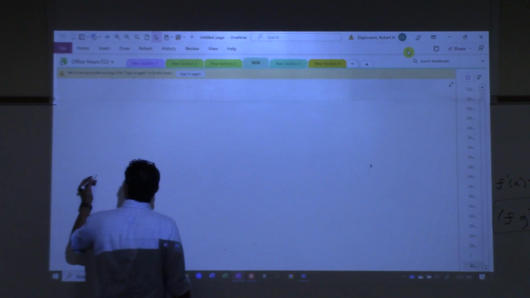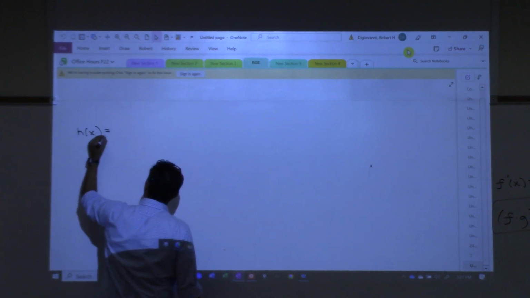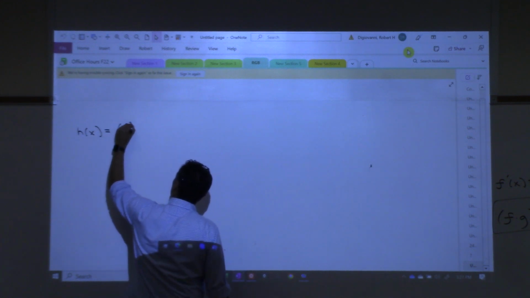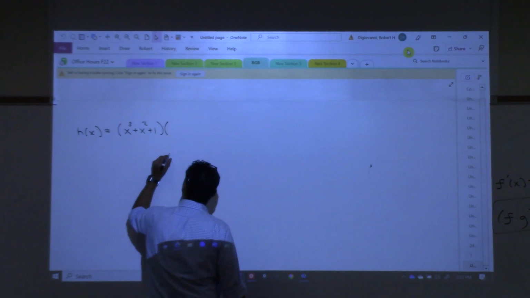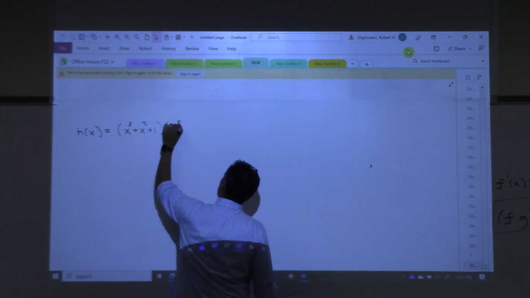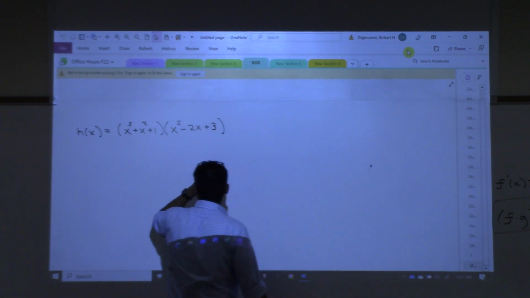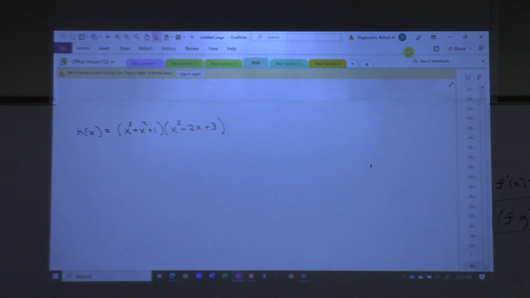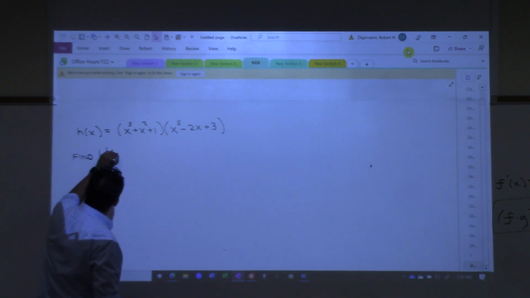Let's say that I take some function, I'll call it h again, h of x. And let's say it's x cubed plus x squared plus 1. And then the other function is x to the fifth minus 2x plus 3. And I want to know the derivative of this. All right, so I'm asked to find h prime.